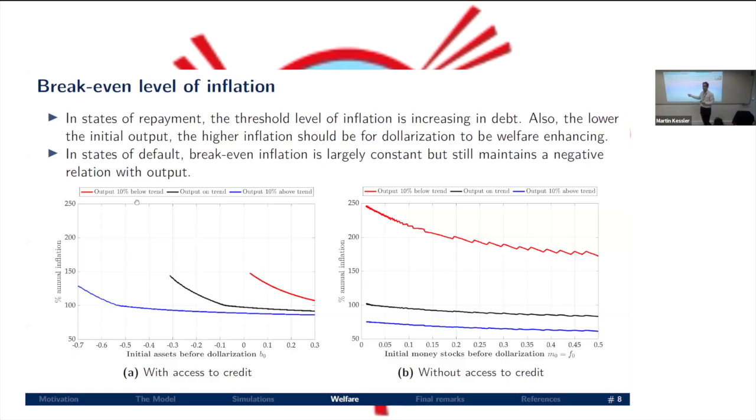So it's a very big number if you come to think about it, because it's not just 1 year of 150% inflation, it's 150% inflation forever. And then if you've got output, for instance, 10% above trend, dollarization would be welfare enhancing if permanent inflation was around 100%. So these numbers are still pretty big.